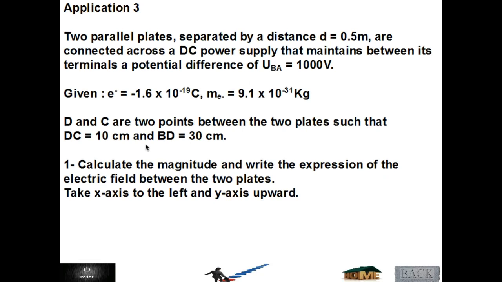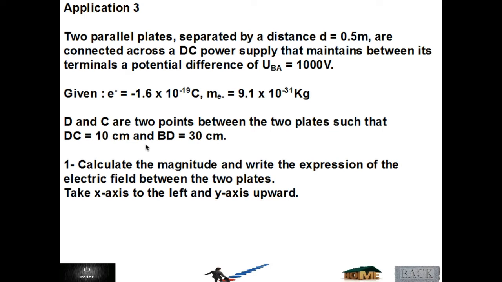Application 3. Two parallel plates separated by a distance d equals 0.5 meter are connected across a DC power supply that maintains between its terminals a potential difference of UBA equal to 1000 volt. Given the charge of the electron is minus 1.6 times 10 to the power minus 19 coulomb and the mass of the electron is 9.1 times 10 to the power minus 31 kilogram.